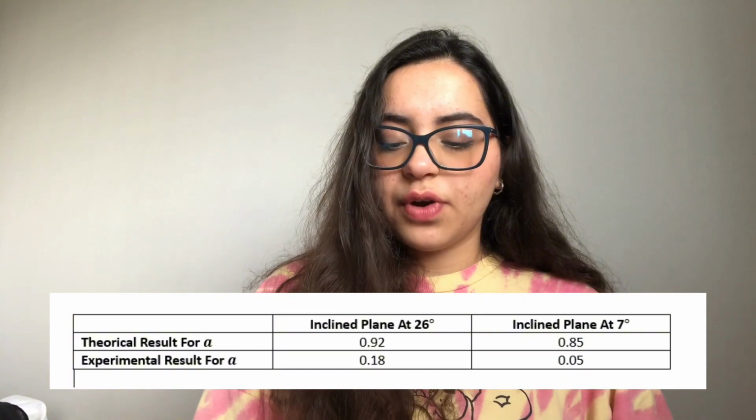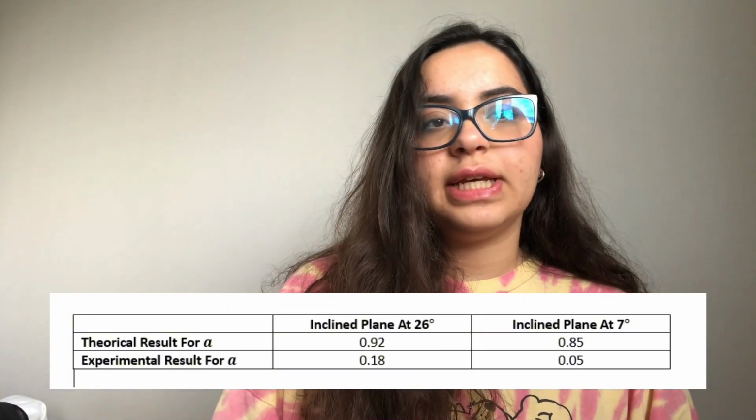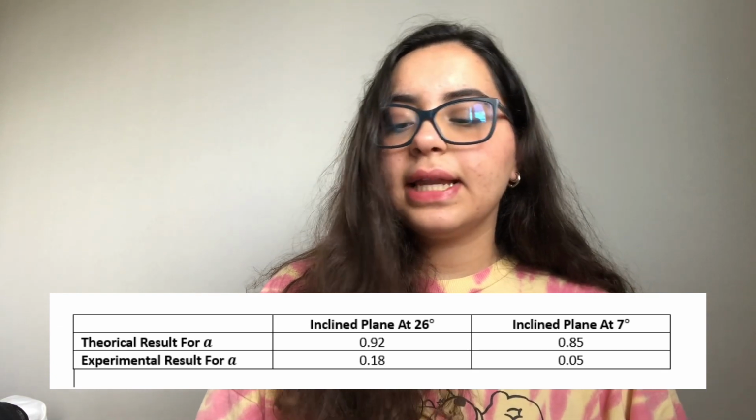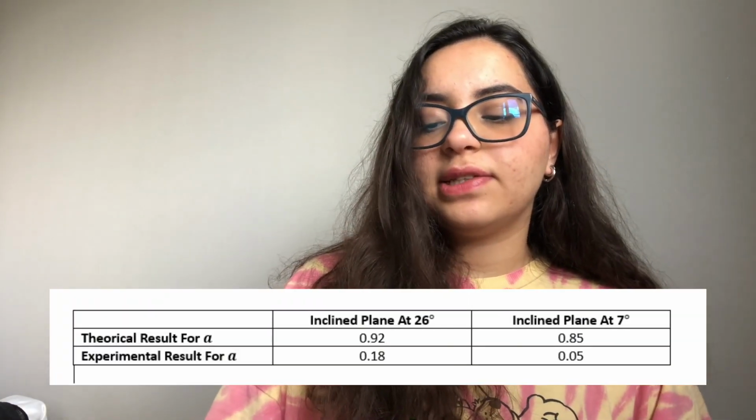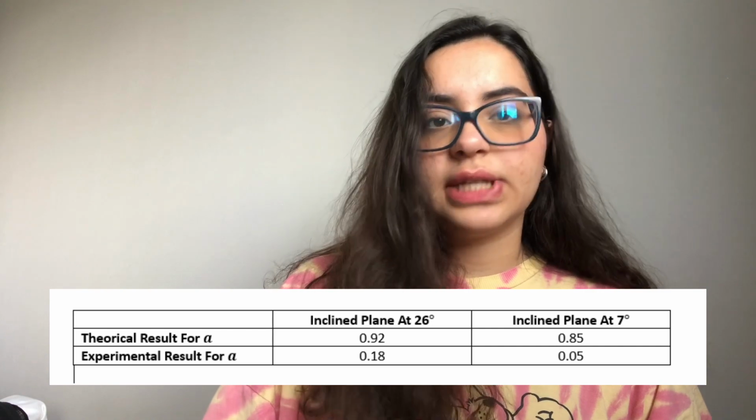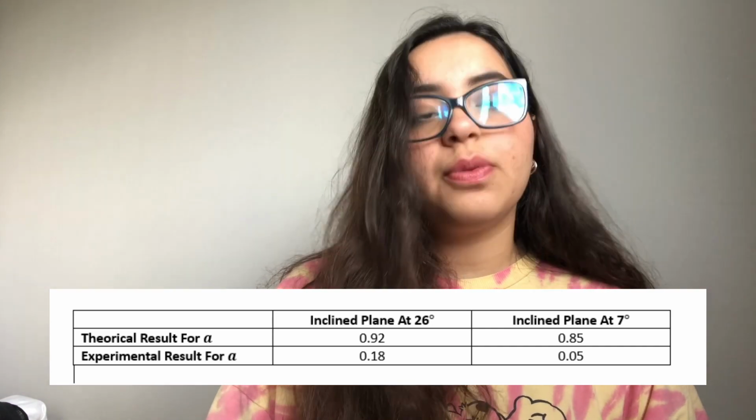After getting the slope, I first get a theoretical result so that I can compare it with my experiment's result. Theoretical results were 0.92 for the 26-degree inclined plane and 0.85 for the 7-degree inclined plane. After these theoretical results, I went ahead and used my experiment's information to get the experimental results. And the experimental results for the 26-degree plane was 0.18, and for the 7-degree plane it was 0.05.